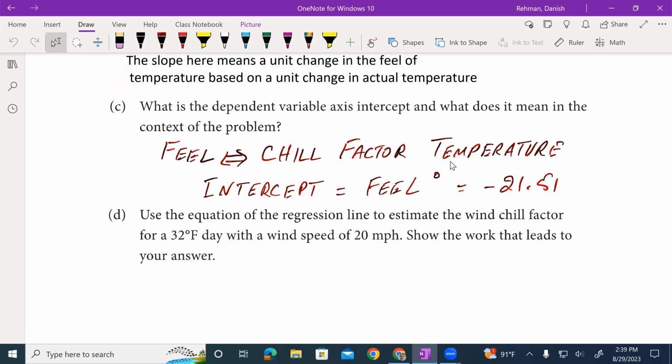Okay, use the equation of the regression line to estimate. Now, this is the prediction part. That's what I told you in the beginning, and that's what the chemical engineer was also working on. When he's saying estimate, this word estimate is prediction. So we're going to estimate the field temperature in degrees when the chill factor is for a 32 degrees Fahrenheit day with a wind speed of 20 miles per hour.